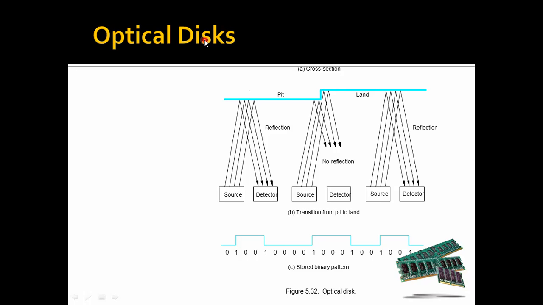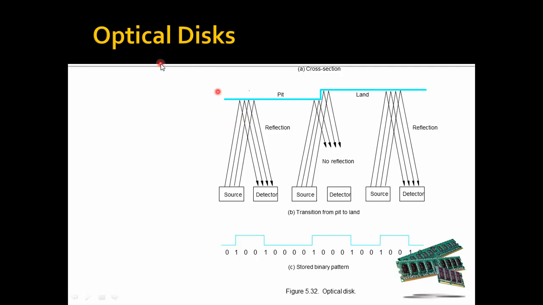In previous days, if there was a movie, then 2 CDs or 3 CDs were used for one movie. Nowadays we are using DVDs. That means a single movie, the total movie, is stored in one DVD. That means the DVD capability is very high compared to a CD. So how is that?